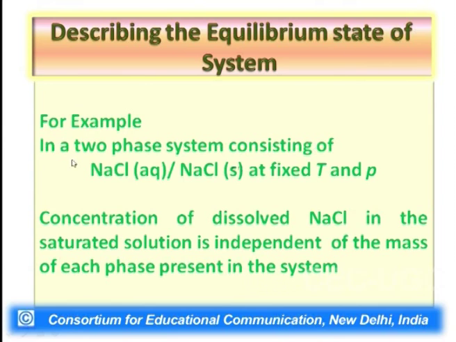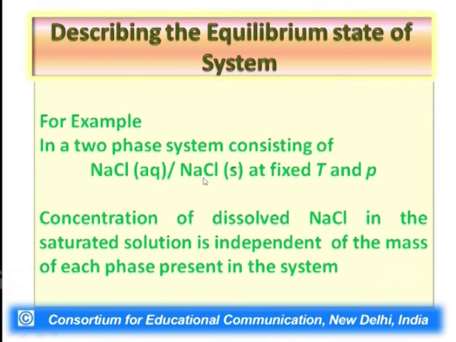For example, consider a two-phase system which consists of an aqueous solution of sodium chloride and solid sodium chloride. As you all know from the previous lecture, solid sodium chloride will constitute one phase, that is the solid phase, and the aqueous solution of sodium chloride will constitute another phase, the liquid phase. Now, the sodium chloride aqueous solution will be a saturated solution, because so long as it is not saturated, the system will not be in an equilibrium state, because solid sodium chloride also is required to be present in the system if you are to have two phases.